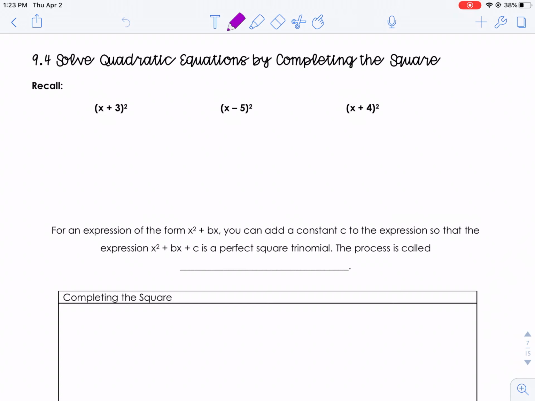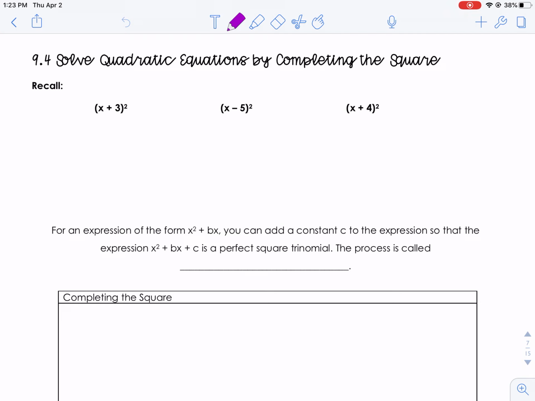All right, in this video we're going to be doing section 9.4, which is solving quadratic equations by completing the square. We're going to take a couple days to go over this skill. So we're going to work on the front side of these notes today, and then we'll look at the back side over the next 2 days. So what we're going to be doing is completing the square.